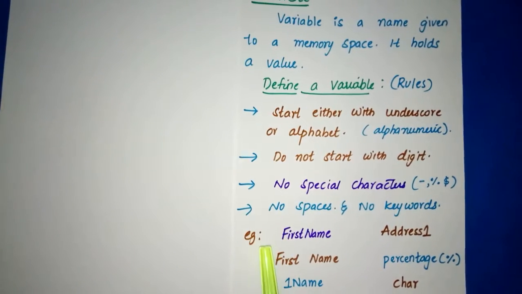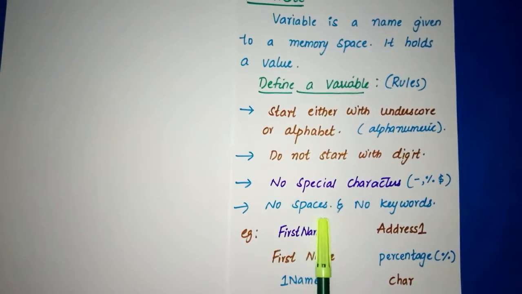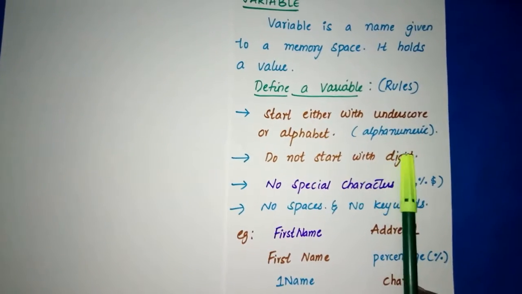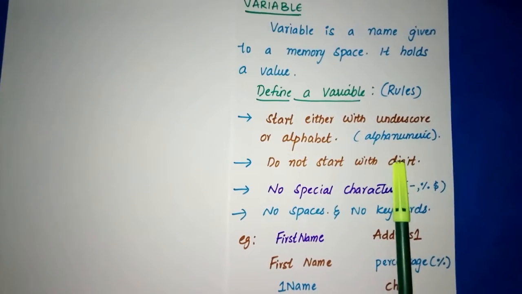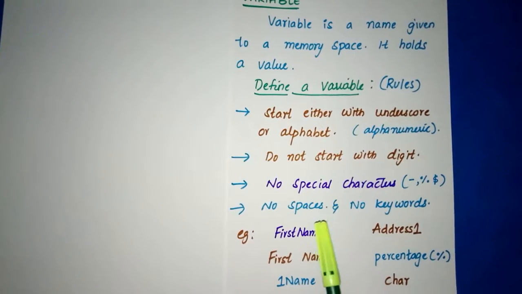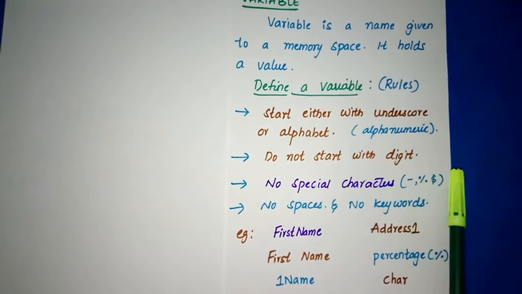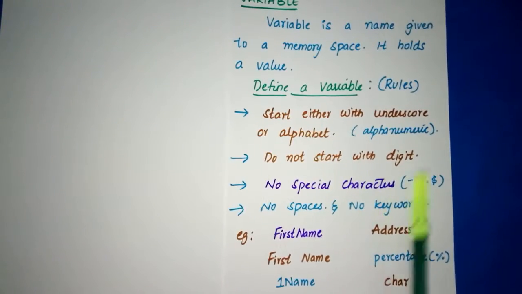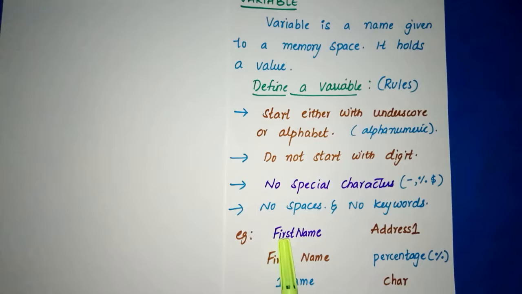For example, if I want to declare a particular value, say I want to store Satish in the memory. To store Satish, it should have a variable name. Satish is a first name. For example, Satish Kumar has two names, a first name and a last name. So to store Satish, it should be stored in a variable called first name.